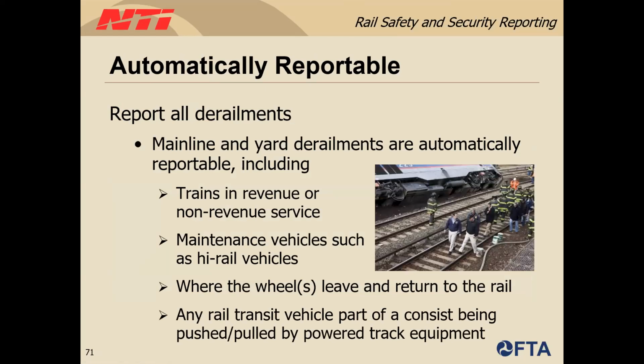Agencies are required to also report all derailments, both mainline and those occurring in the yard, regardless of meeting any other threshold. This includes derailments of trains in revenue or non-revenue service and maintenance vehicles. Cases where a wheel or wheels leave the rail and return to the rail aren't considered a derailment, and any derailment of a rail transit vehicle which is part of the consist being pushed or pulled by powered track equipment.